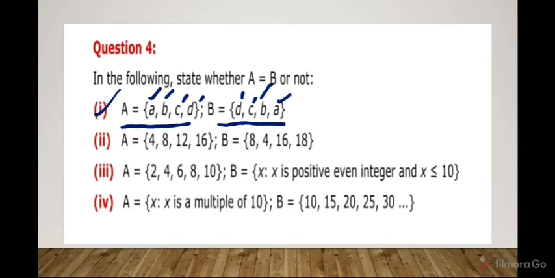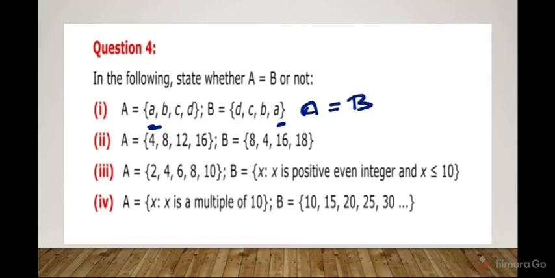So as you can see, A and B have the same number of elements, and the elements are also the same. Their order in the set is different. Here a is the last element, here a is the first element and here a is the fourth element. So their order is different but the elements are the same. That's why for the first part, A is equal to B.